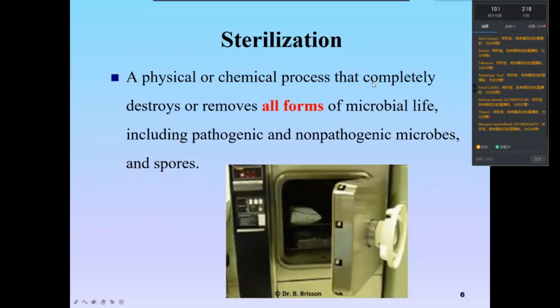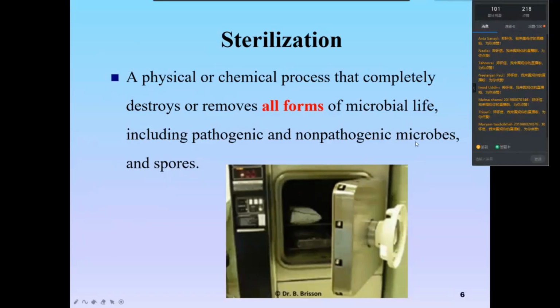agents, and this process can completely destroy or remove. Completely means all of those microorganisms. Nothing left. You can completely remove or destroy the microbial life. What kind of microbial life? All forms of microbial life. Anything live, anything microbial life, you should get rid of them. This includes either they are pathogenic, which can cause disease, or non-pathogenic. Even if they don't cause disease, you kill them or you remove them.